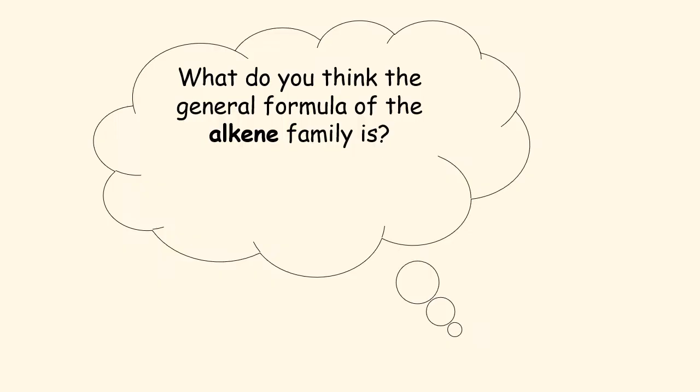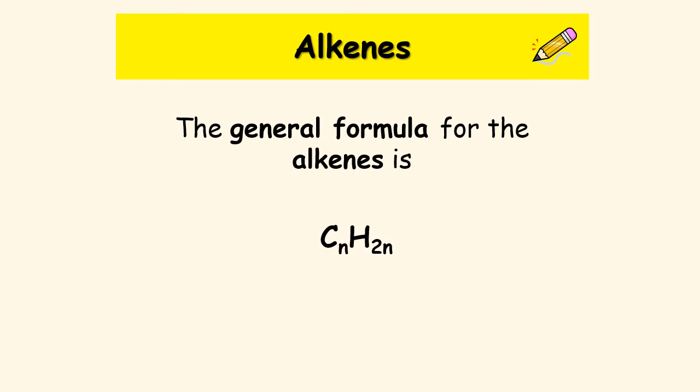Now remember, the first one had a formula C2H4, the next one C3H6, and the third one C4H8. What do you think the general formula for alkenes might be? Well, for alkenes, the general formula is CnH2n. So a bit easier to remember than for alkanes, because whatever the number of carbon atoms there is, the number of hydrogen atoms is just going to be double that.